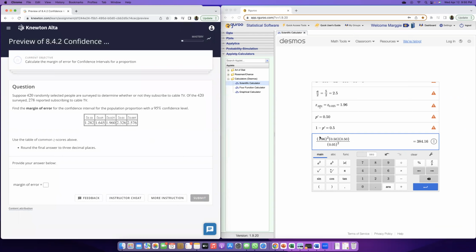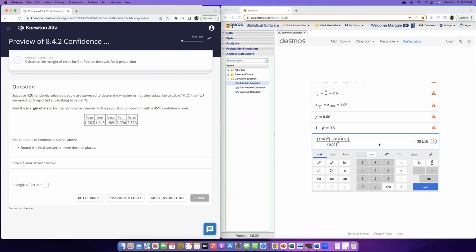All right. So next is calculate the margin of error. So then it says, suppose 420 randomly selected people are surveyed to determine whether or not they subscribe to cable TV. Of the 420 surveyed, 278 responded subscribing to cable TV. We need to find the margin of error for the confidence interval for the population proportion with a 95% confidence interval. So then we're going to do the same.